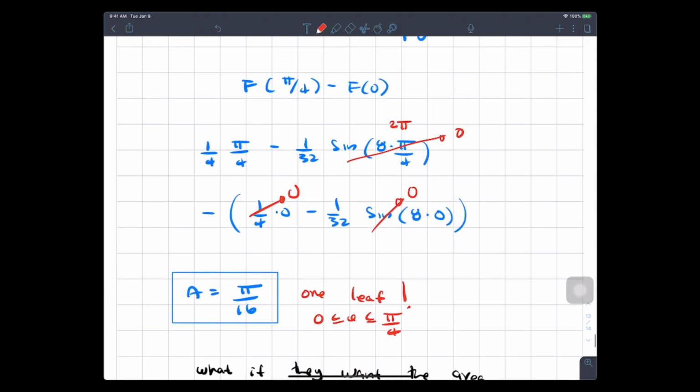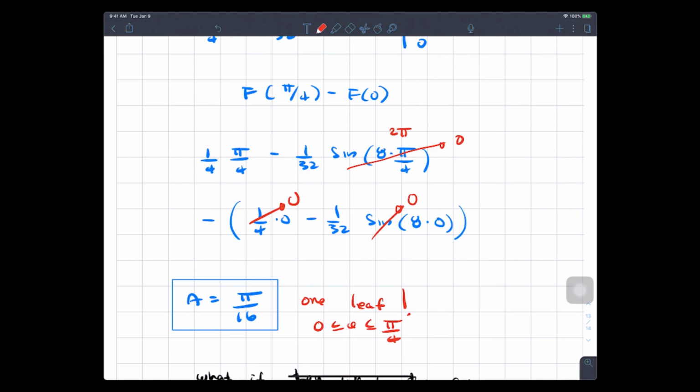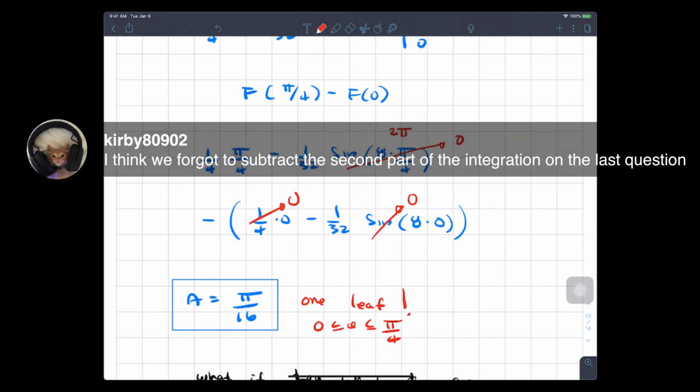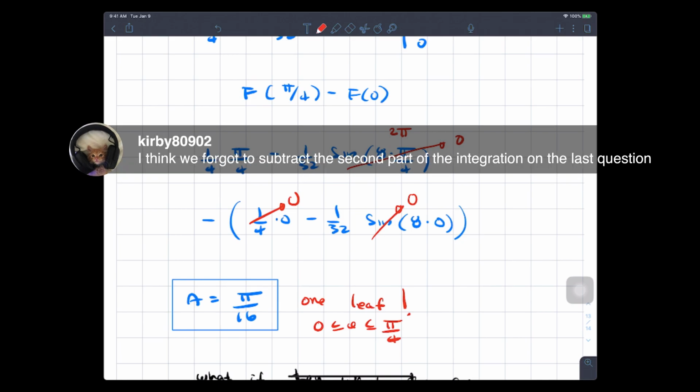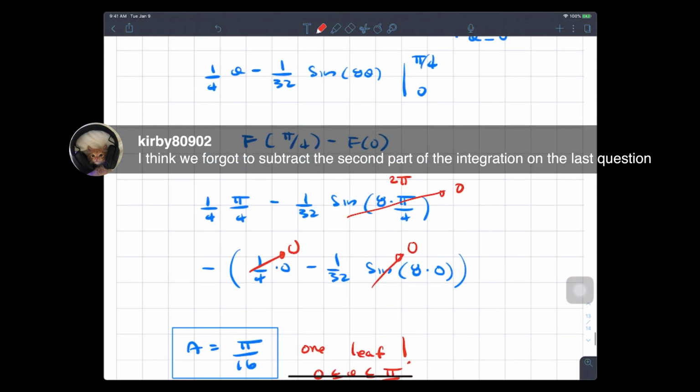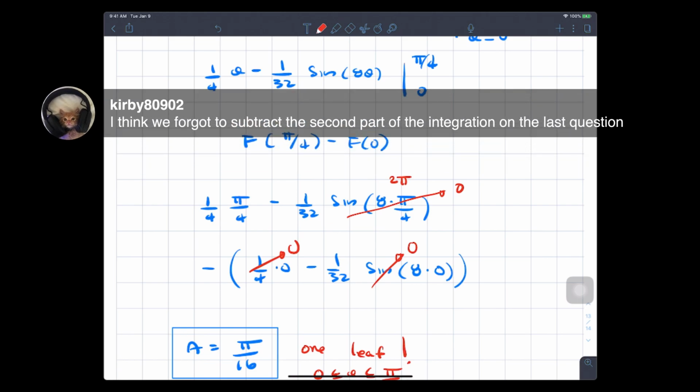And we have a question here. Let's see. I think we forgot to subtract the second part of the integration. Okay. Well, I don't think we did, but maybe you're right. Let's double check, right? I don't think we did.